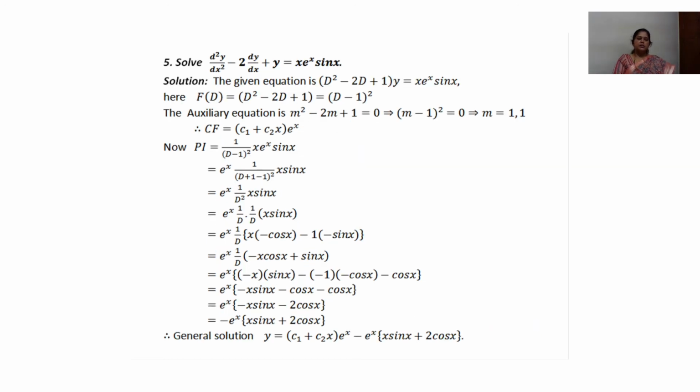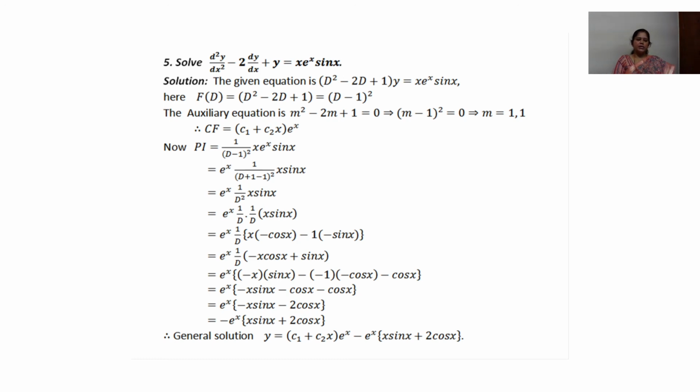Then the next problem is: solve d square y by dx square minus 2 into dy by dx plus y is equal to x into e to the power x into sin x. First we are going for CF. From the given equation, f of d is equal to d square minus 2d plus 1, so we can write it as d minus 1 whole square. The auxiliary equation is m minus 1 whole square, so m value is 1 and 1. Both the values are real and repeated. That's why the complementary function is c1 plus c2 x into e to the power x.